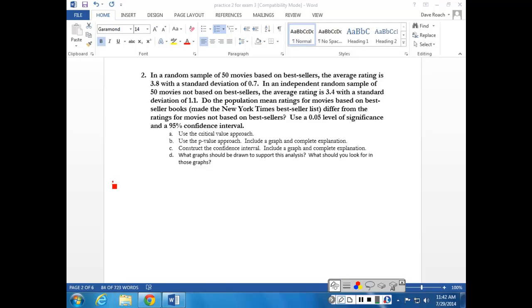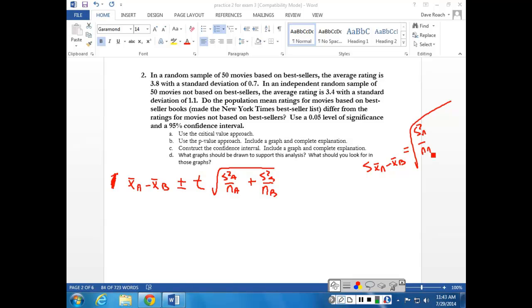we'll have the statistic x bar A minus x bar B plus or minus the confidence coefficient, which is t, times the standard error, the square root of s squared A over n A plus s squared B over n B. And it would have been fine to have already computed x bar A minus x bar B as that, and then have written here x bar A minus x bar B plus or minus t times s of x bar A minus x bar B.